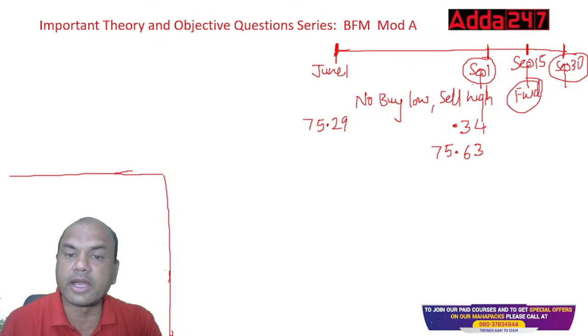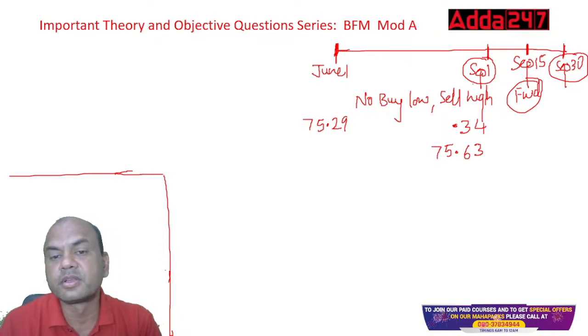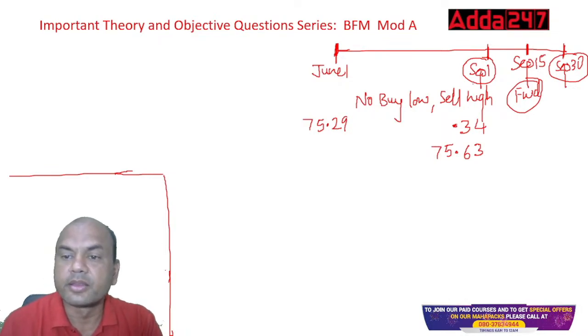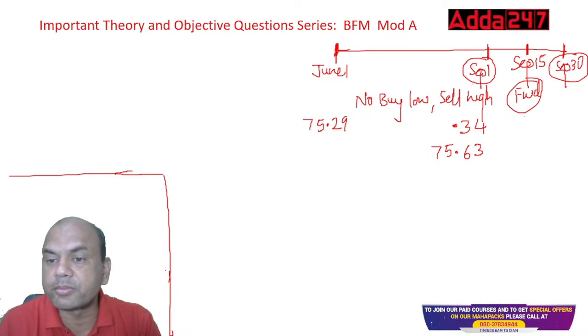75.63, right? Add this. How many of you have got this? 29 plus 34. 33, 43, 53, 63. Isn't it? This is one. But I want it for September 15th now. So what will I do?